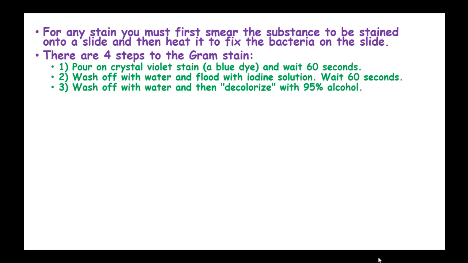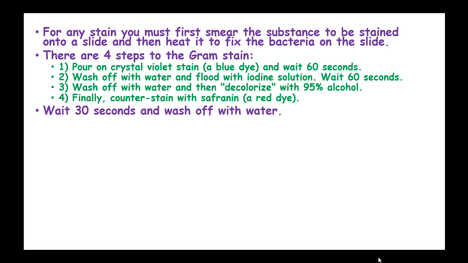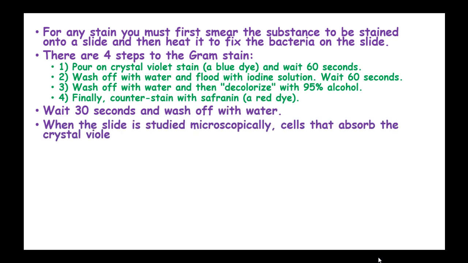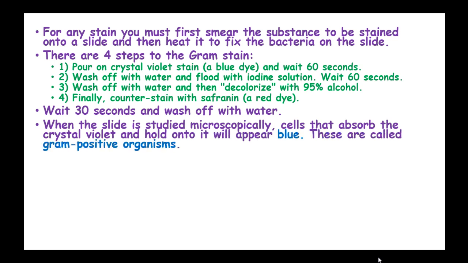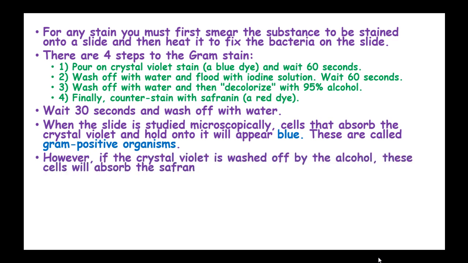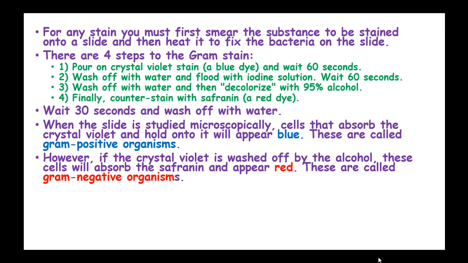Wash off with water, then decolorize with 95% alcohol. Then finally counterstain with safranin, which is a red dye. You wait for 30 seconds and wash off with water. When the slide is studied microscopically, cells which absorb crystal violet and hold it will appear blue. These are called gram-positive organisms. However, if the crystal violet color is washed off by alcohol, these cells will absorb the safranin and appear red. These are called gram-negative organisms.